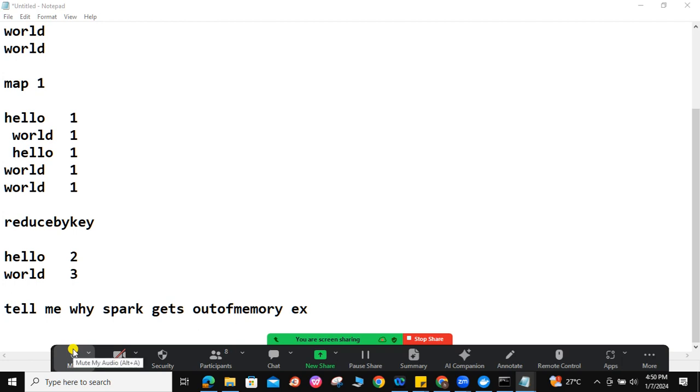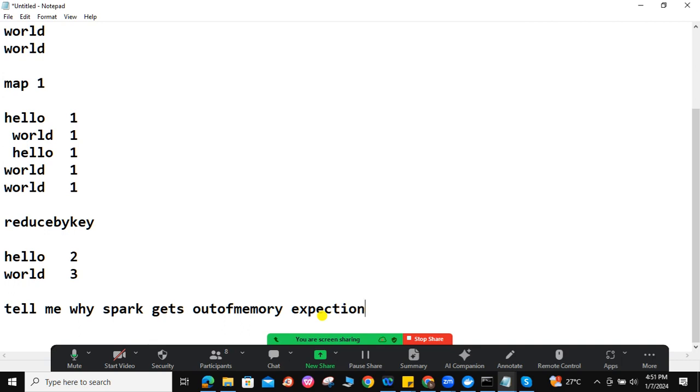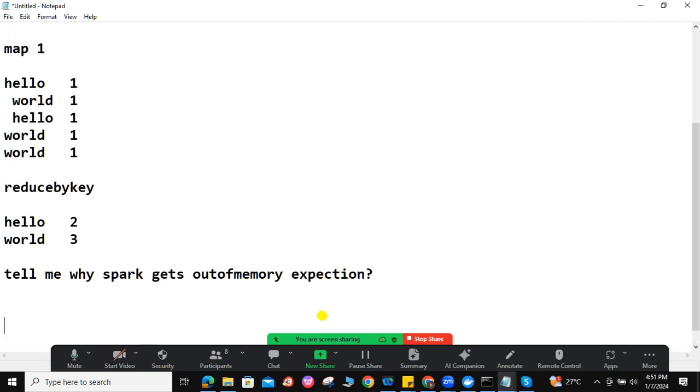Okay, can you see here? Tell me why Spark gets out of memory exception. Can you understand how the questions can be? Questions will be like this. For this, I can't directly teach you. When I teach you all these things, then it would be easier for you to understand.